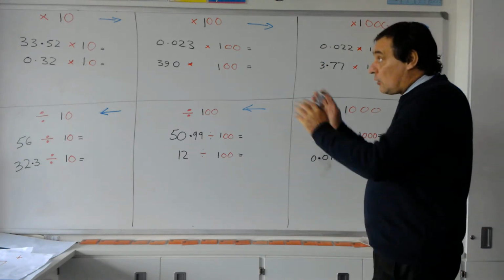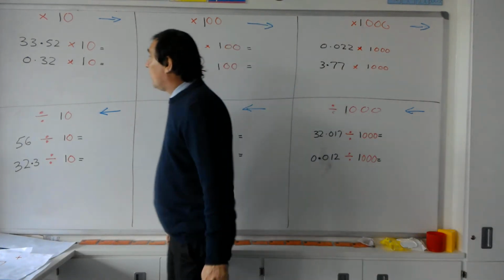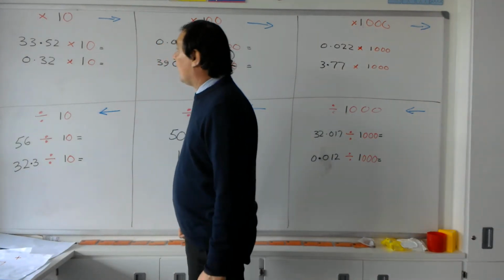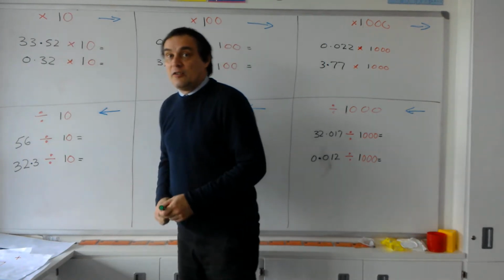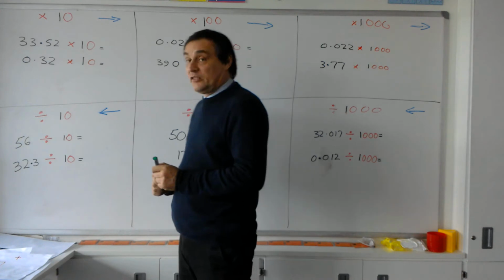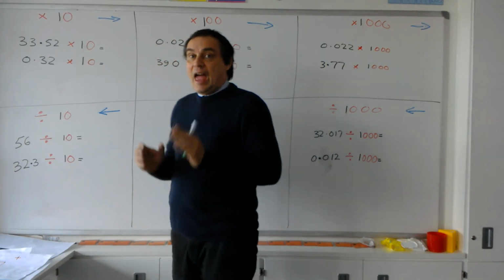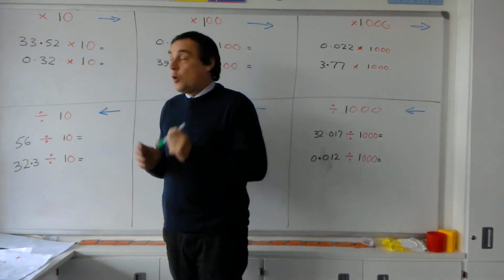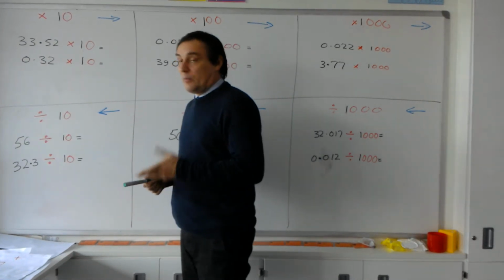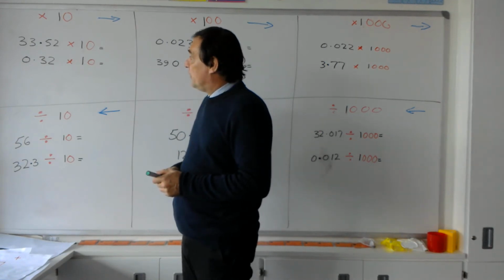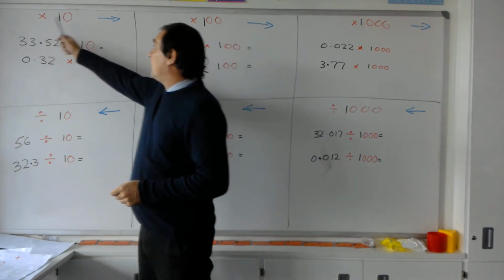Okay, if we're going to multiply, we've got our decimals here and we're going to multiply them by 10. I've highlighted how many zeros there are on the end of 10. You've guessed it, there's one zero on the end of 10. That's important because it tells us how many places we are going to move the decimal point. The number of zeros on the end of the number will be the same as how many places we move the decimal point.